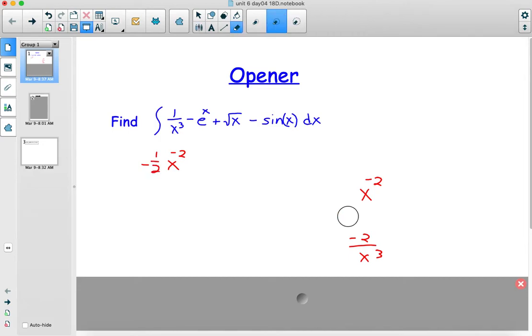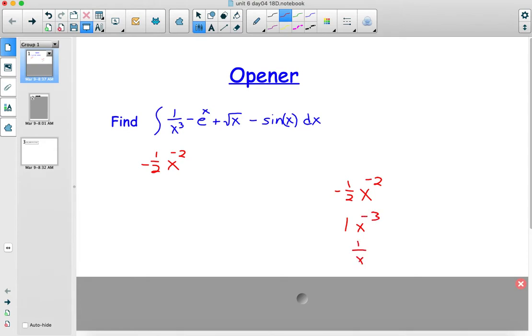Now, when you take the derivative of negative 1/2 x to the negative second, you're going to multiply negative 2 times negative 1/2, which gives you a positive 1, and then x, and then we subtract 1 from the exponent, and we get 1 over x cubed. So we've got that. Alright, let's work on the next term, e to the x. Well, that's an easy one because the derivative of e to the x is e to the x. So that one's done.